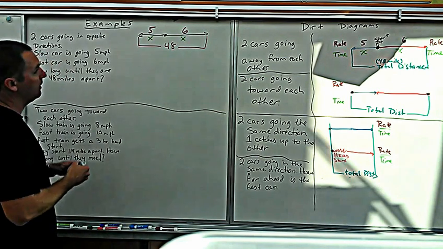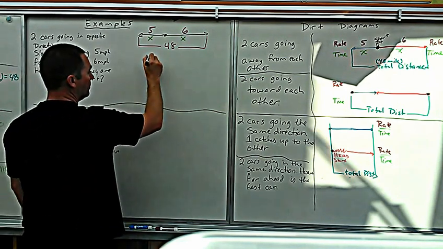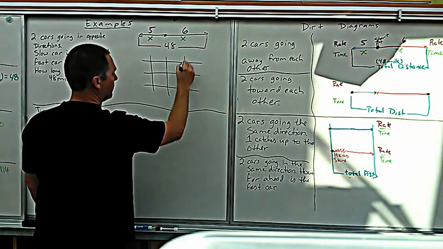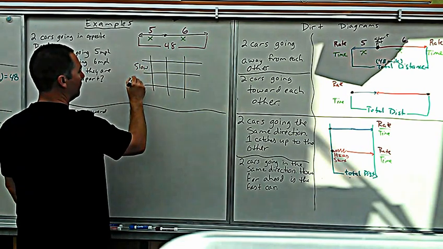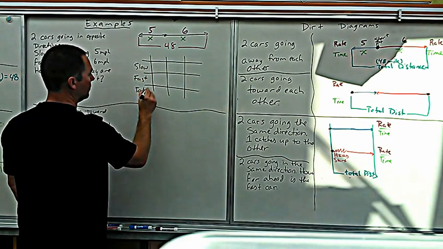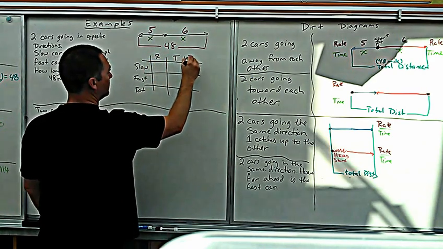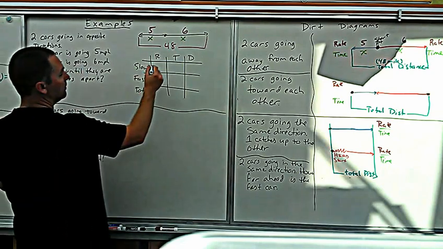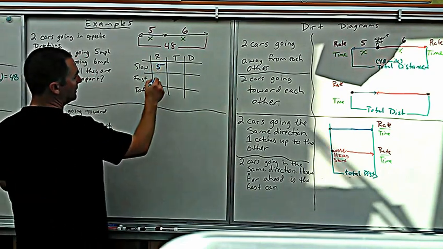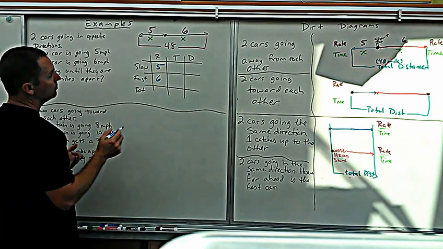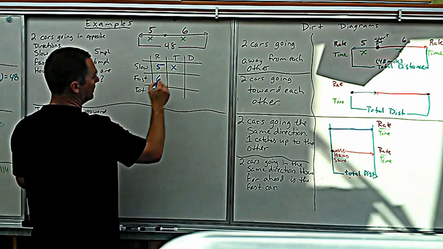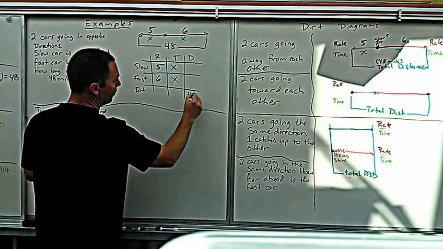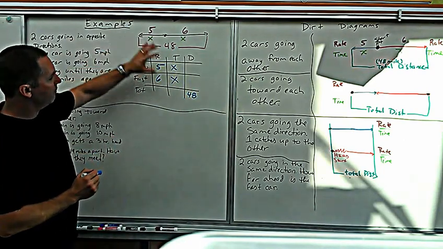Okay, so there's my problem. Now I'm going to do my chart. I have slow, fast, total, then rate, time, distance. My slow rate is 5. My fast rate is 6. My slow time, I don't know, that's x. My fast time, I don't know that, that is x. My total distance is 48. Just like that, I took it straight from my diagram and put it into my chart.